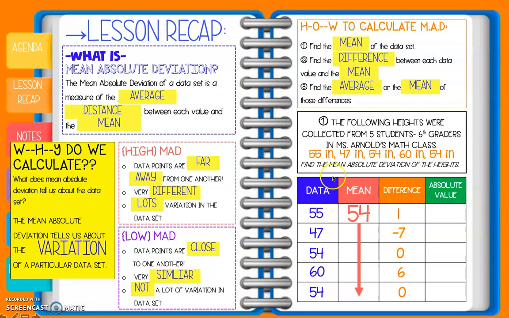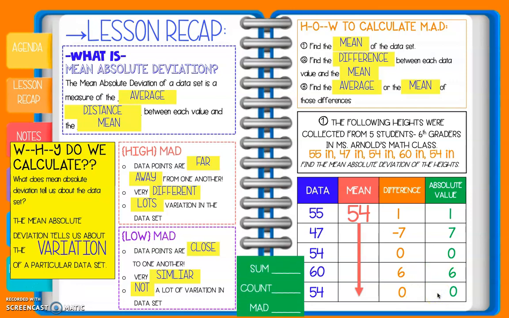So the absolute value of 1 is 1. The absolute value of -7 is 7. The absolute value of 0 is 0. The absolute value of 6 is 6. And the absolute value of 0 is 0. Okay, so we're almost done. We have our entire chart filled in. There's just a couple things left to do. Now we're looking for our sum and our count, and we're going to use those to help us get the MAD.